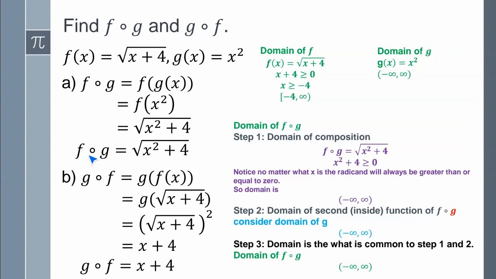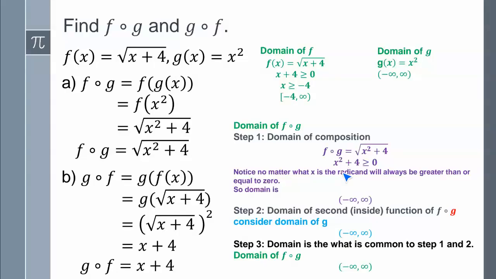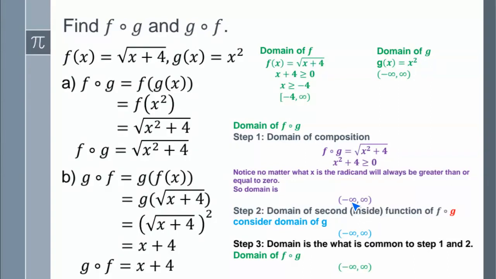In order to find the domain, it's a 3-step process. Step 1, you want to find the domain of your composition. In other words, the domain of your answer. So here I'm going to take my radicand, x squared plus 4, and set it greater than or equal to 0. But notice that the x is squared. That means no matter what number you put in here, whether it's negative, your answer is always going to be positive. And so my domain here is going to be from negative infinity to positive infinity.